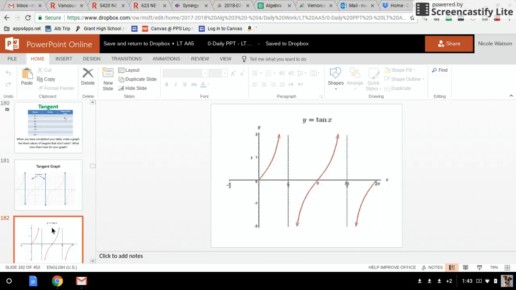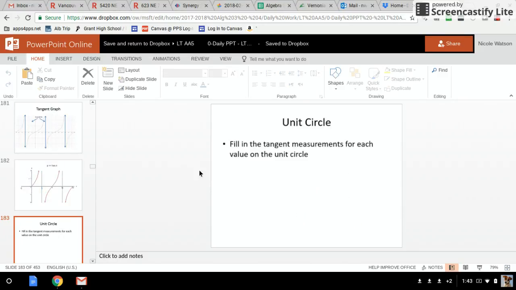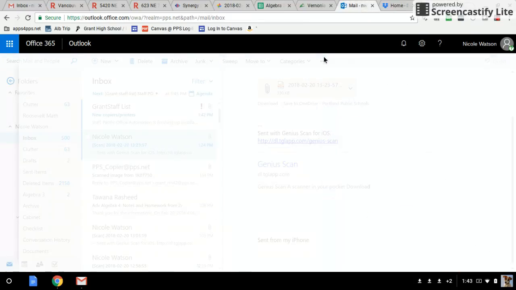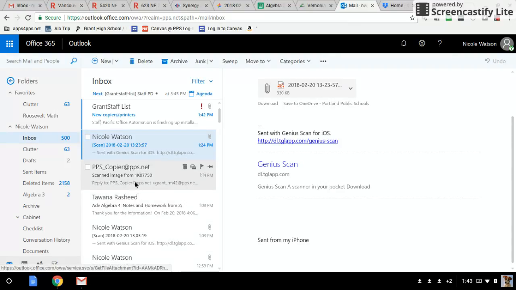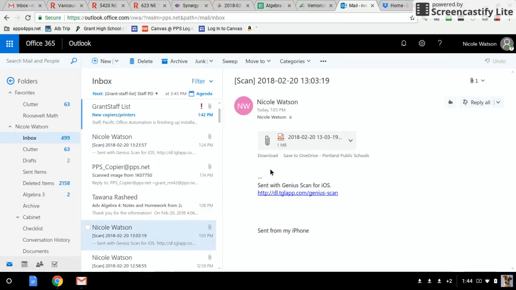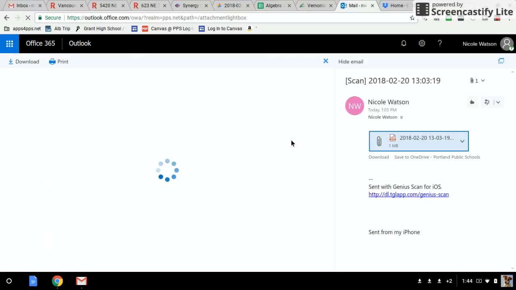What I'd like you to do now is I'd like you to also go into your unit circle and fill everything in. Remember, we're doing the unit circle. I'm going to show you my unit circle real quick here. I believe it's right here. See?